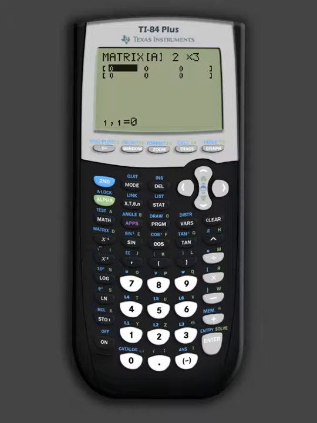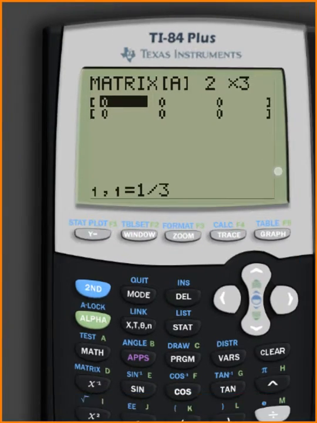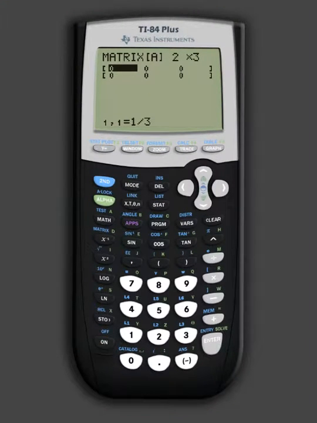So the first one is going to be 1/3. So I'm going to press 1 divided by 3, okay? So you see that? And it actually says the address of the cell. We're at 1, 1, and we have 1/3. I press enter. Now it's going to move over to 1, 2.